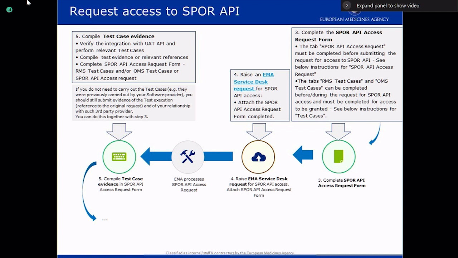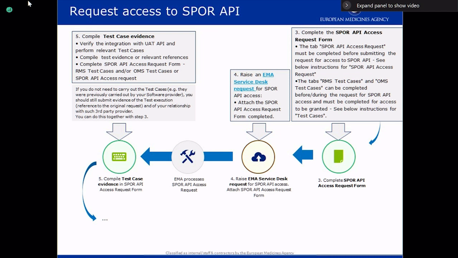Once that is done, we will need you to compile the test case evidence for the API that you intend to use, be it OMS or RMS or both, because we need to verify that the integration between your test environment and our UAT environment works without any impact on the future production access. All the tests should be performed here in UAT to confirm that it's working fine before any access can be granted to production.